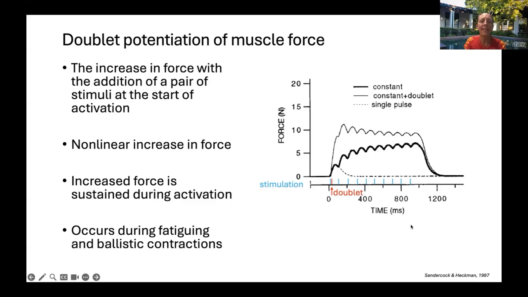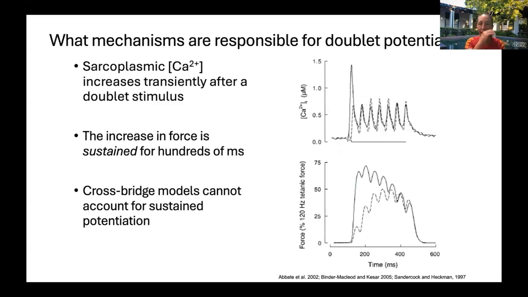We know that the nervous system utilizes this pattern of activation during both fatiguing and ballistic contractions to maximize muscle force. And while this phenomenon has been documented for more than 50 years in humans and other animals, the mechanisms underlying doublet potentiation are not well understood.